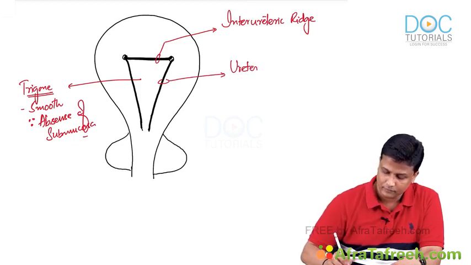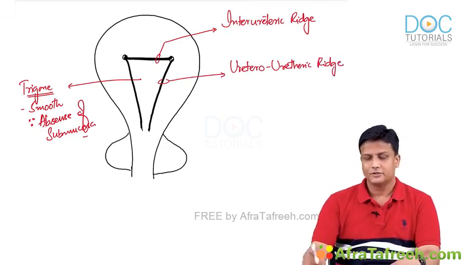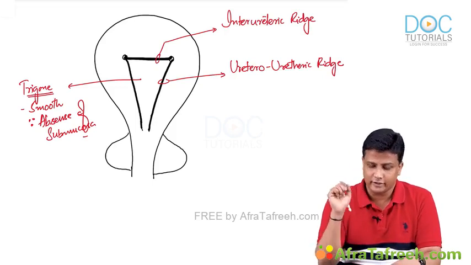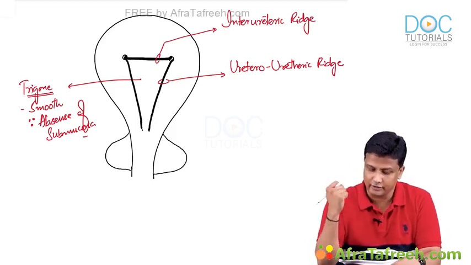This is the uretero-urethric ridge. So there will be between the ureters interureteric ridge, and between the ureter and urethra uretero-urethric ridge.